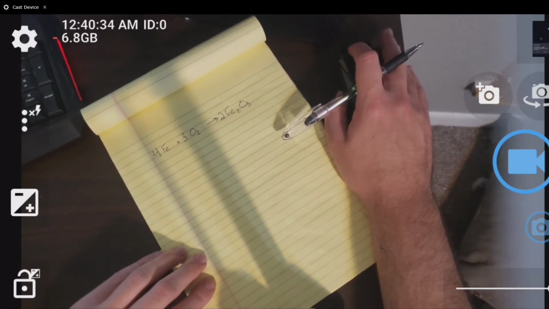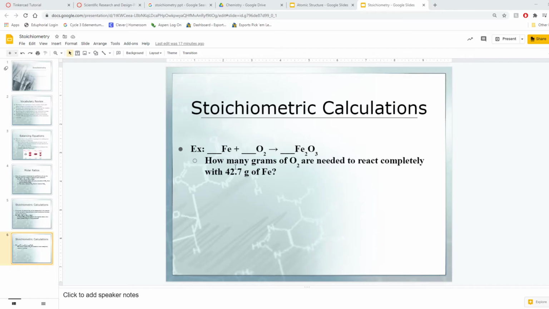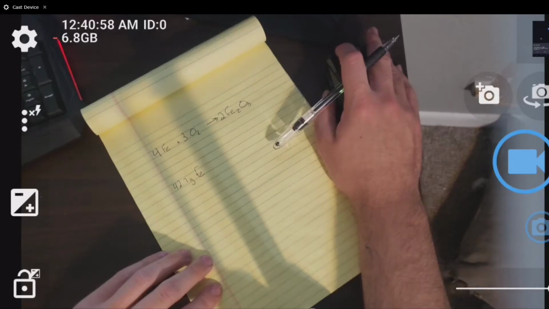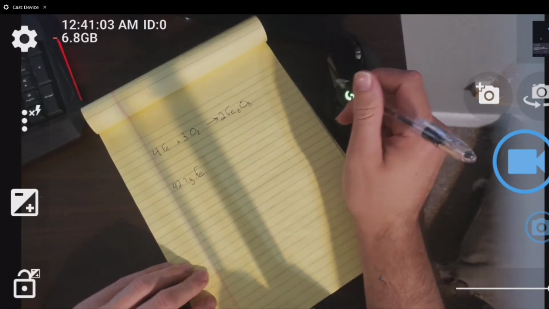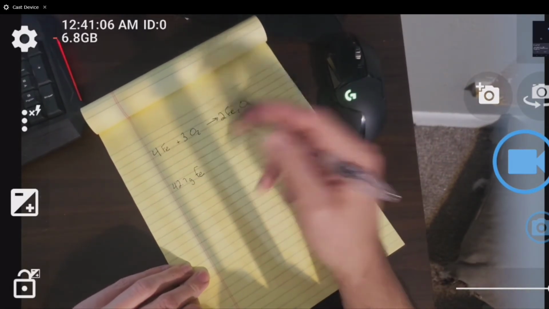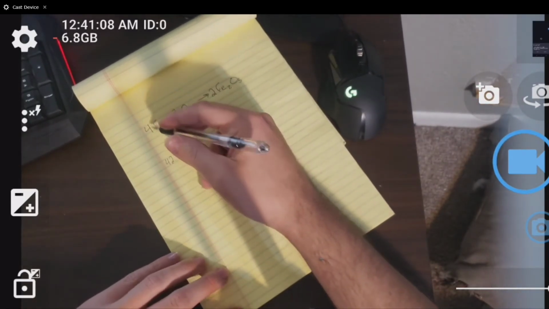And the question was asking how many grams of O2 are needed to react completely with 42.7 grams of iron. So our starting point here is 42.7 grams of Fe, and we want to know how many grams of O2 that will make. So just like in the previous one, our first step is to try and convert from mass of Fe to moles.